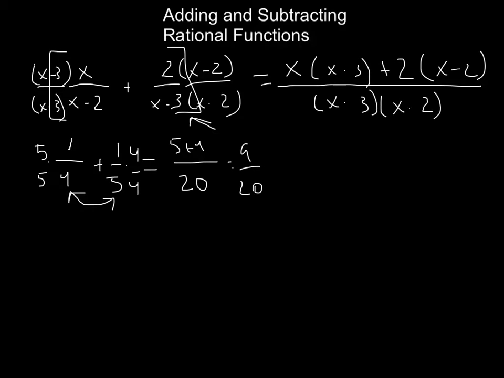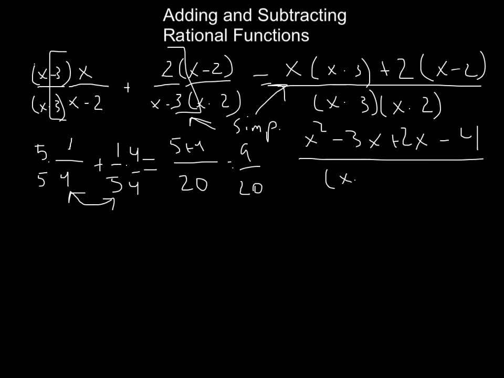Now, we always want to simplify the numerator, but leave the denominator as it is. That way you have an easy way to find vertical asymptotes or removable discontinuities, and then to verify domains. On top, I'm left with x squared minus 3x plus 2x minus 4. And on the bottom, we rewrite it, x minus 3, x minus 2.